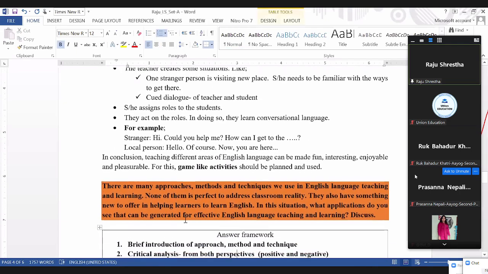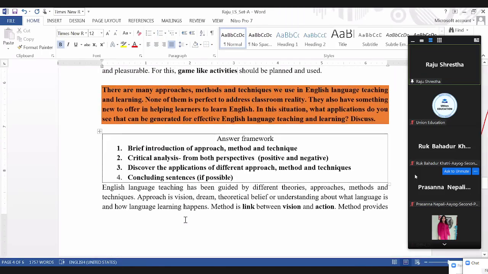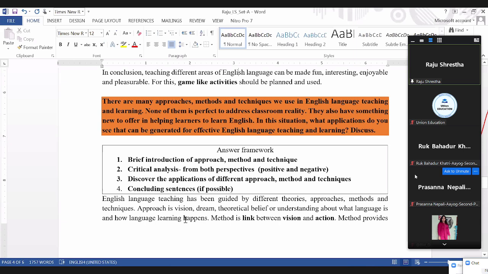This was also a question for you. There are many approaches, methods, and techniques we use in English language teaching and learning. None of them is perfect to address classroom reality. They also have something new to offer in helping learners to learn English. In this situation, what applications do you see? What application do you draw? Draw that can be applied for effective English language teaching and learning.